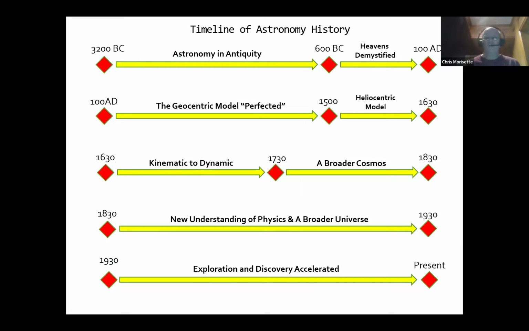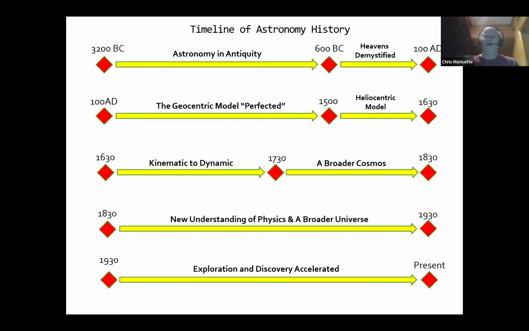Okay. So here's our timeline of astronomy history that I want to talk about tonight. This presentation is going to be kind of a mile wide and an inch deep in order for us to cover so much ground. That is just one thing that you can't get around given the time we have. We're going to start out around 3000 BC. Going to talk about astronomy and antiquity.